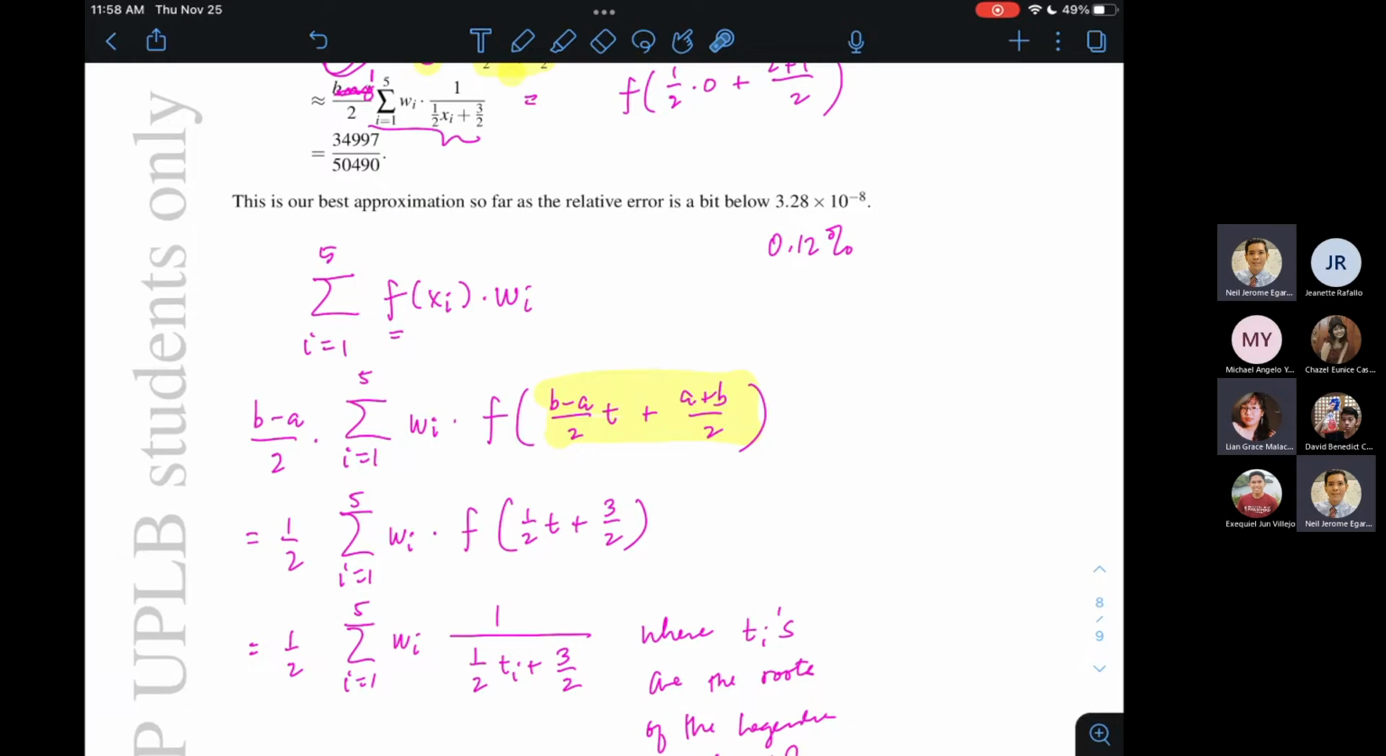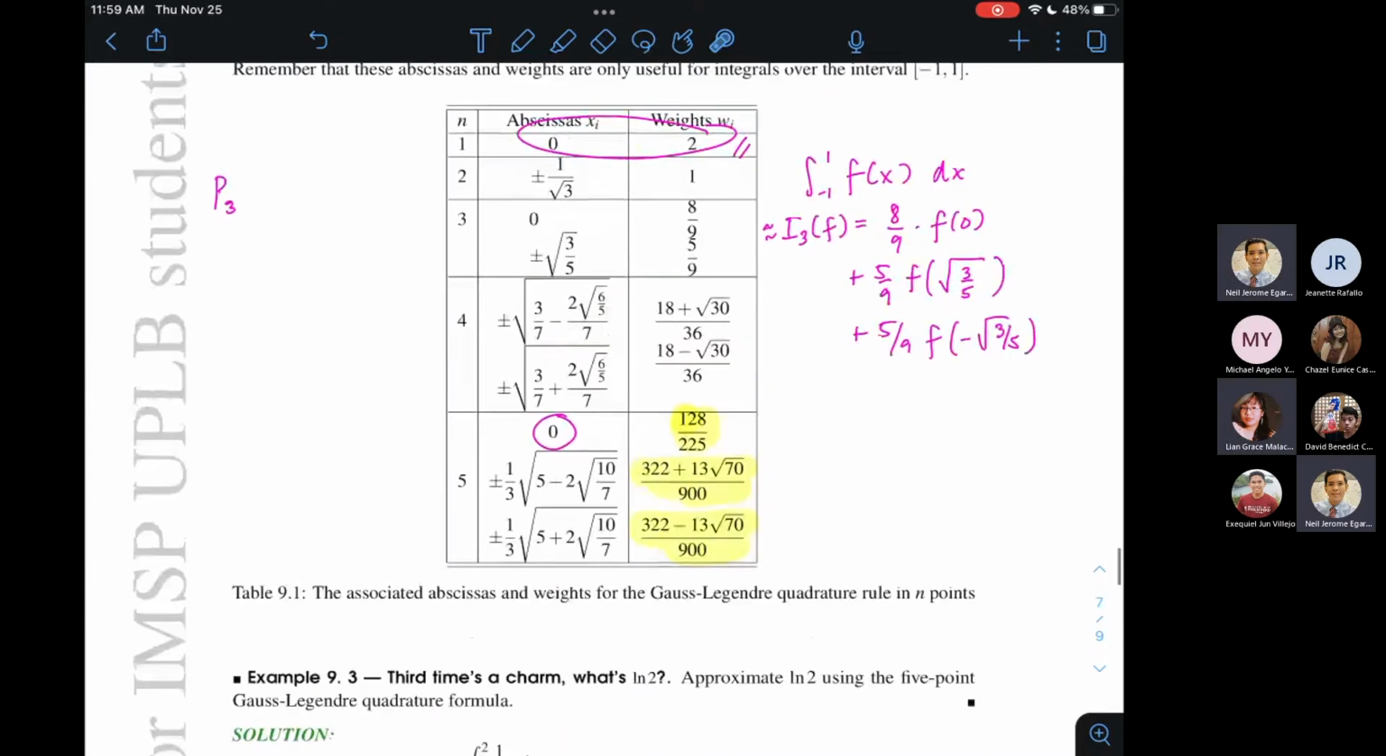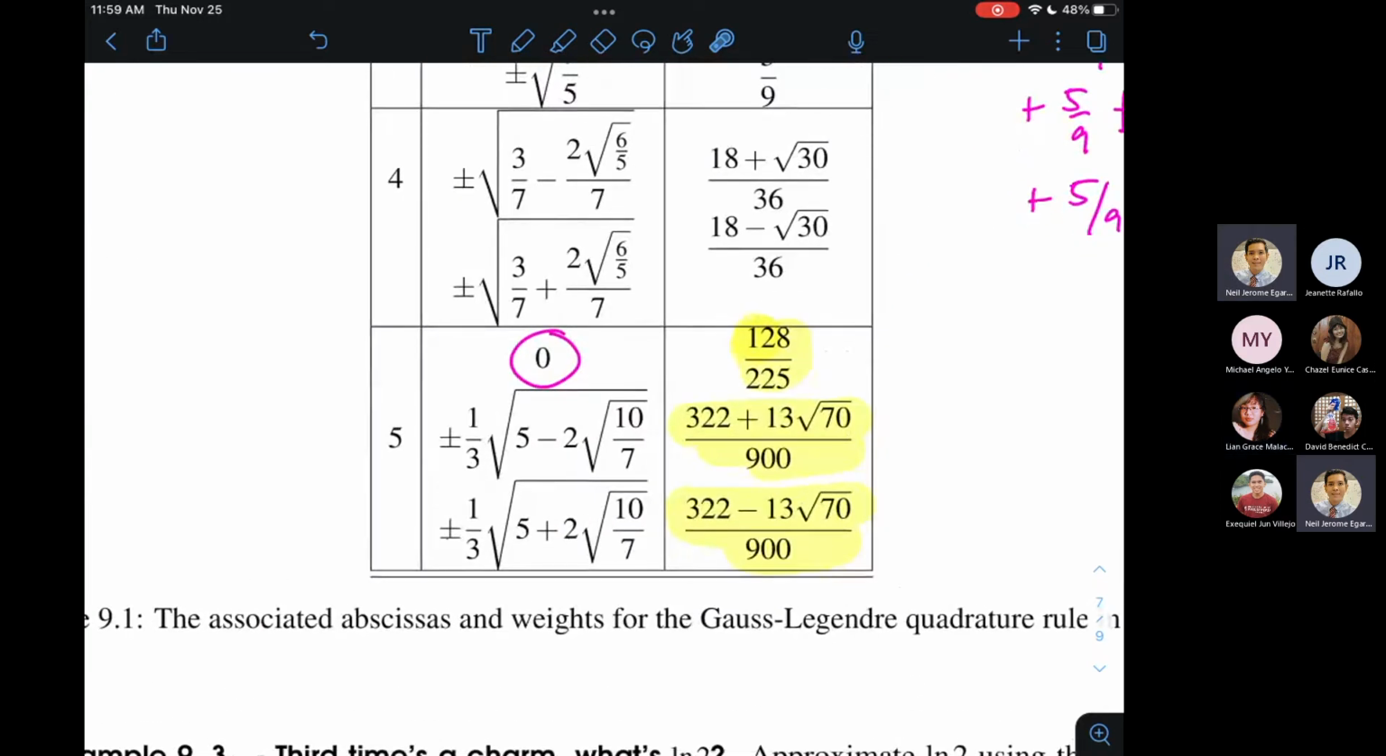May question na lang po, sir. Di ba po sa weights, sir, ay tatlong values lang po yung meron? Paano po yun? Until 5 po yung n. Pero dito sa table, kung ito yung katapat niya, yun yung associated weight. So ito ay z0. Ang weight assigned sa kanya ay 128 over 225.